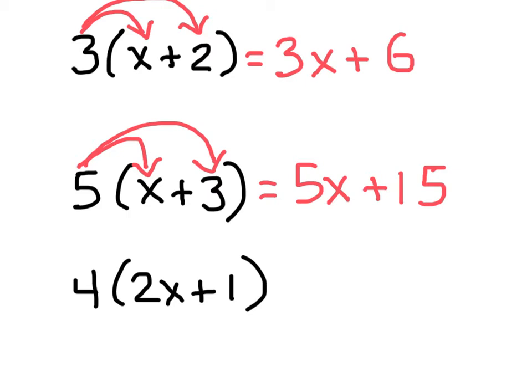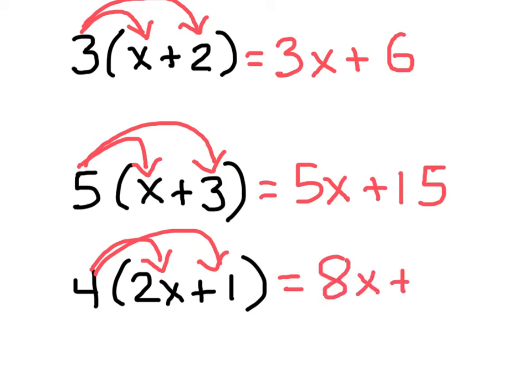All right, so we'll go ahead and do the last one. All right, so what'd you get? 4 times 2x is 8x, and 4 times 1 is 4.